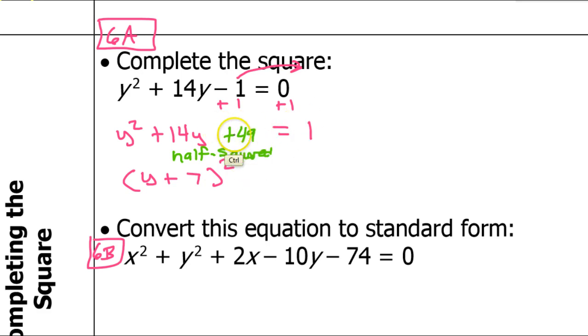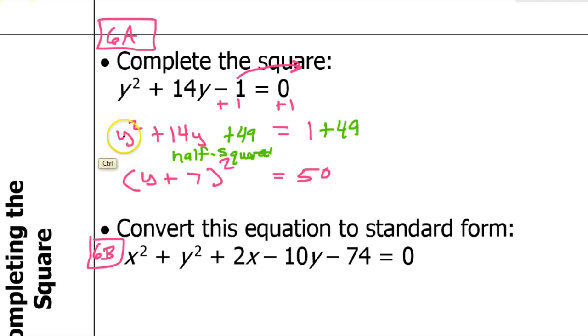Now, because I added 49 on the left, I must also add 49 on the right. That's kind of the biggest mistake, forgetting to put 49 on the right as well. So that's going to leave me with y plus 7 squared is equal to 50.